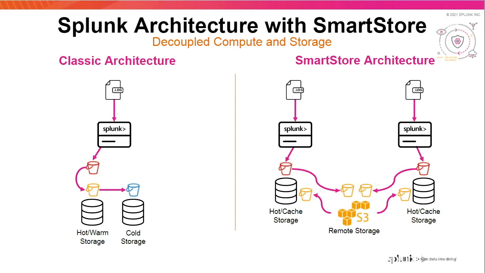Essentially, what we are doing is that the remote object store becomes the location for master copies of warm buckets, while the indexer's local storage is used to cache copies of warm buckets currently participating in a search or that have a likelihood of participating in future searches.